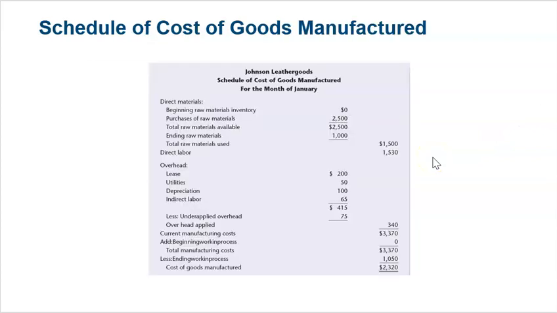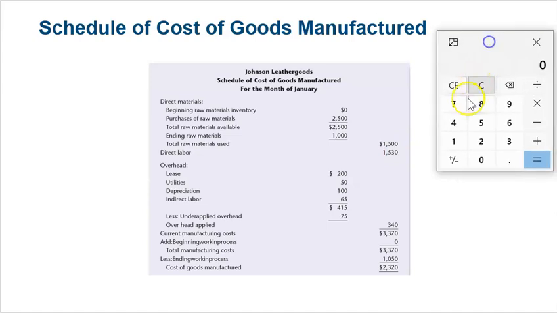Okay, so here we have a schedule of cost of goods manufactured. We've talked about this in previous chapters. And we've got all kinds of information here about beginning raw materials and how many we purchased, and then how much we have at the end of the period. This is for the month of January, looks like. So we had raw materials available of $2,500. We still have at the end of the month $1,000. Stands to reason we used $1,500. 2,500 minus 1,000. Direct labor is very, very simple.